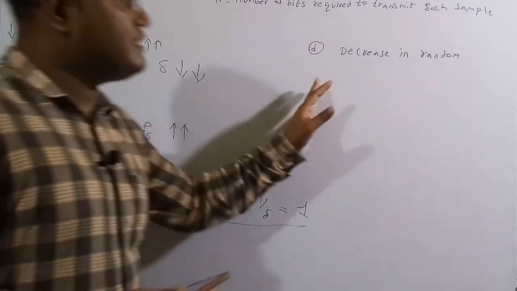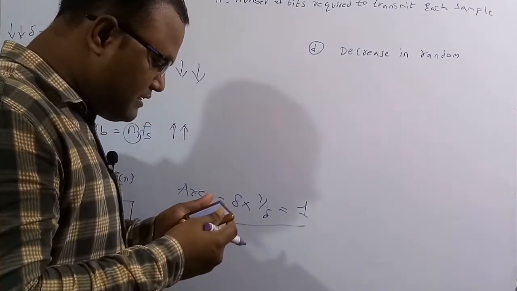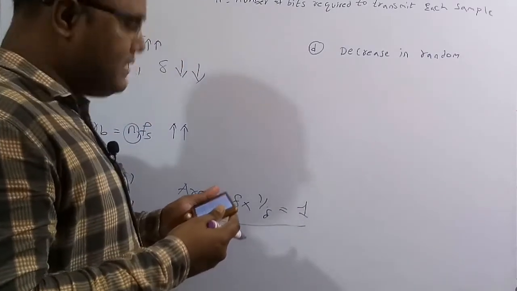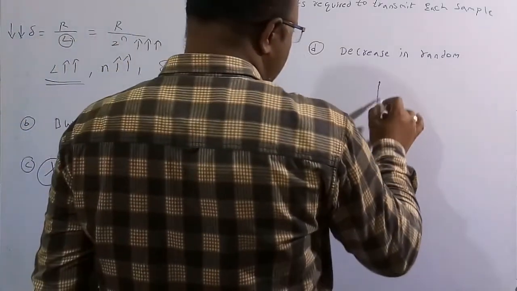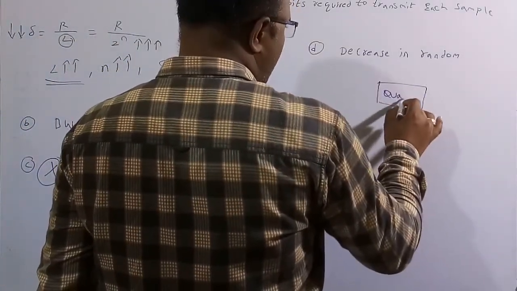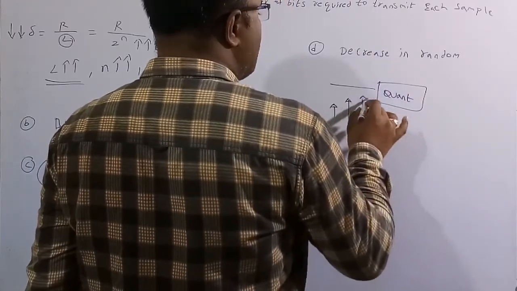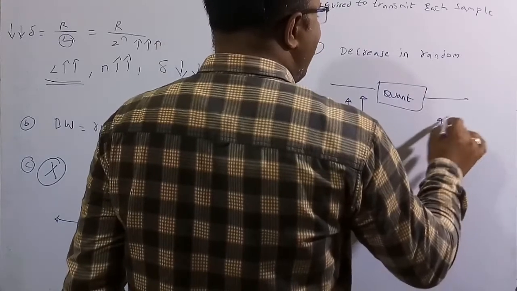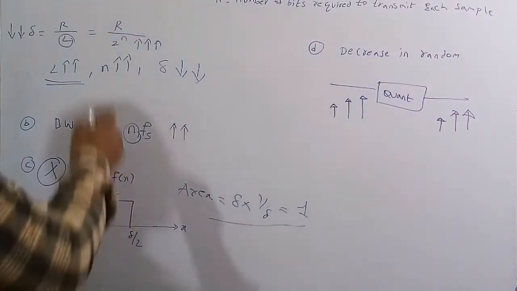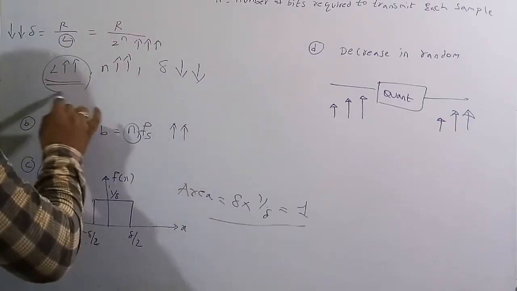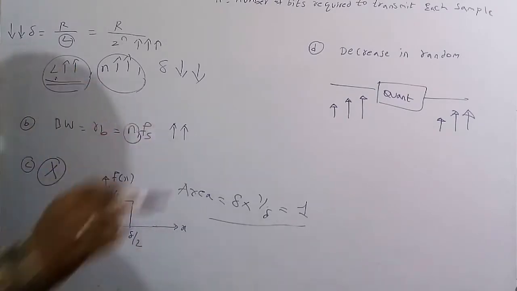In option D, they have said decrease in randomness due to difference in digits in an actual signal at an instant. I have already told you regarding the quantizer. In the quantizer, instead of an infinite number of amplitude samples, we get standard levels of samples. When delta decreases, L increases, which means the number of bits also increases, so the number of standard levels increases.